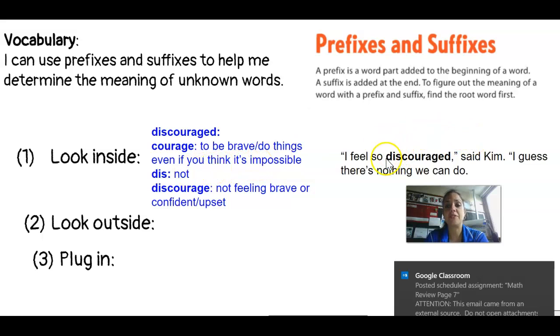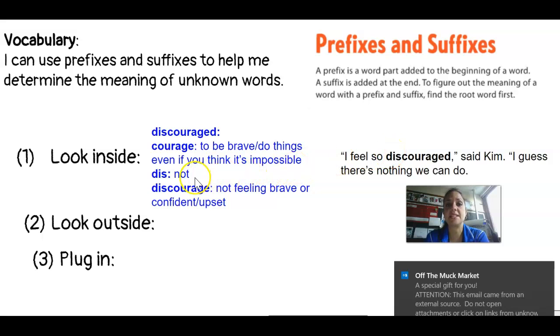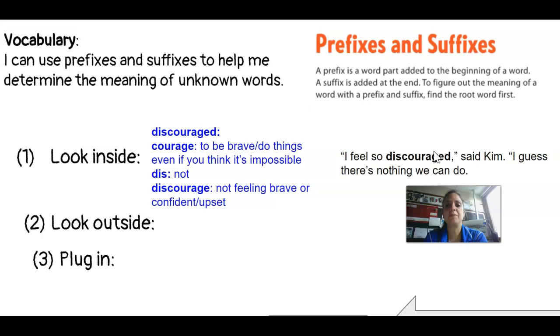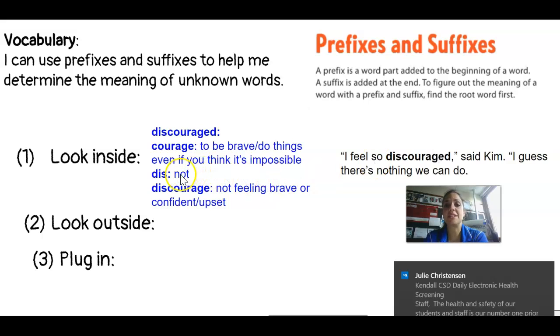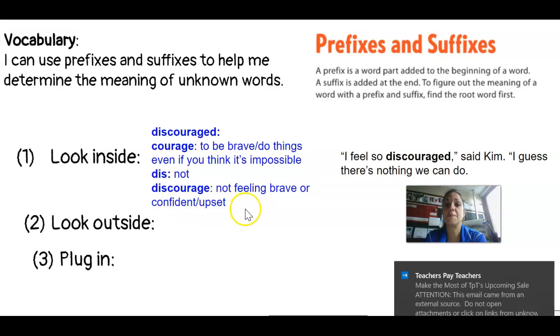This prefix added to the beginning of the word is dis. Dis means not. Ed means that it happened in the past. So if you have courage, you are brave. Discourage means that you're not brave. So discouraged means not feeling brave or confident, or upset.